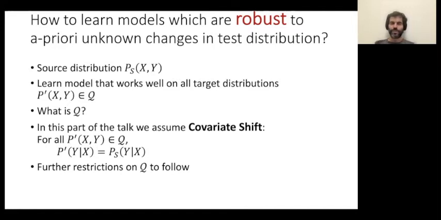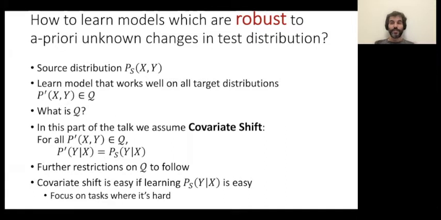This assumption that we have covariate shift, so only the distribution over the covariates or features changes, means that this task is easy if learning the conditional is easy, right? If you get P of Y given X perfectly or almost perfectly on our source distribution, whatever the target is, as long as P of Y given X is the same, we're good. So we will focus on cases where learning P of Y given X is not easy, where a model might be misspecified, or maybe you don't have a lot of training data. So this in itself is challenging, and then you still have to contend with the fact that P of X might change.